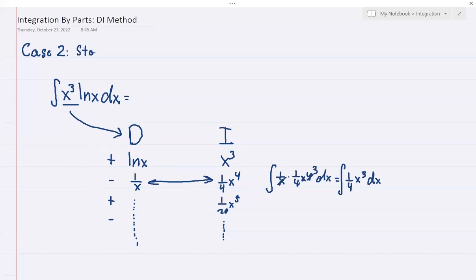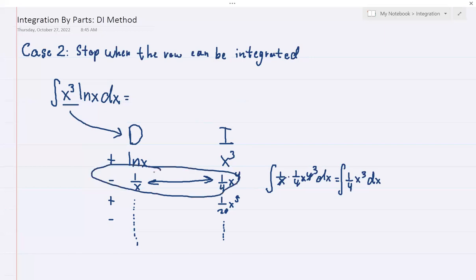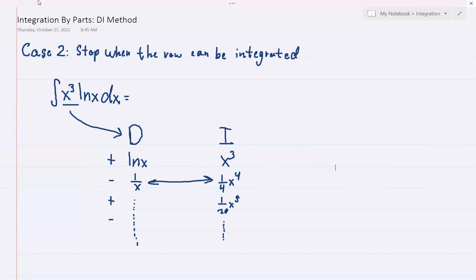So for your case 2, wait, let me fix my handwriting. Stop when the row can be integrated. Once again, stop when the row can be integrated. So since this row can be integrated, we will stop right here. So how can we get the final answer?